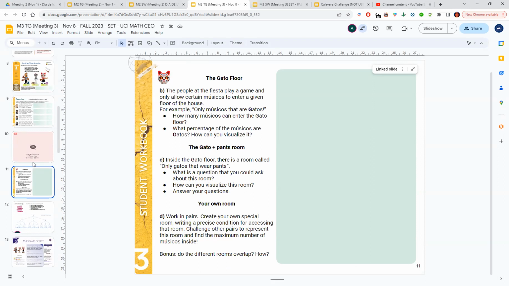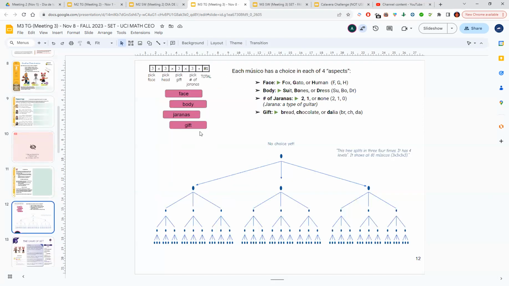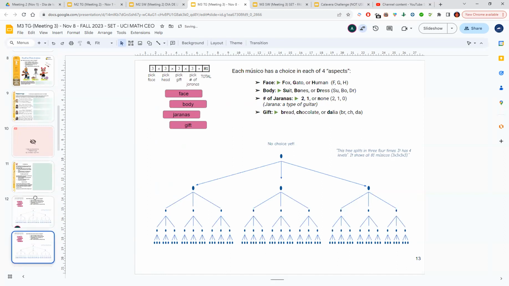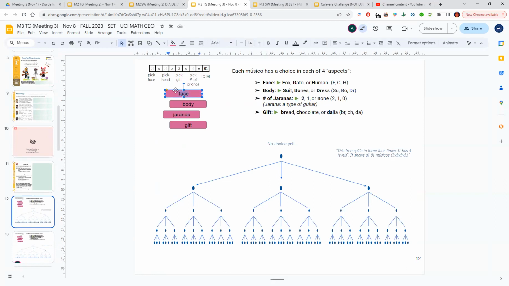And then what percentage of the músicos are gatos? How can you visualize it? So this is a quick warm-up, the gato floor. And again, going back to the old video that we just did, we can do the following. Since we're caring about gatos, it would be a great choice for this tree to start with the face or the head, right? It's the same face or head.